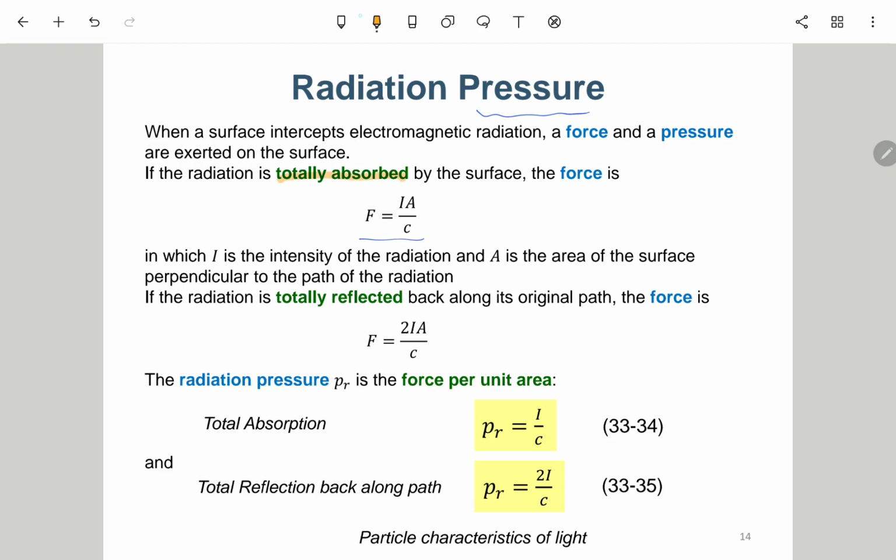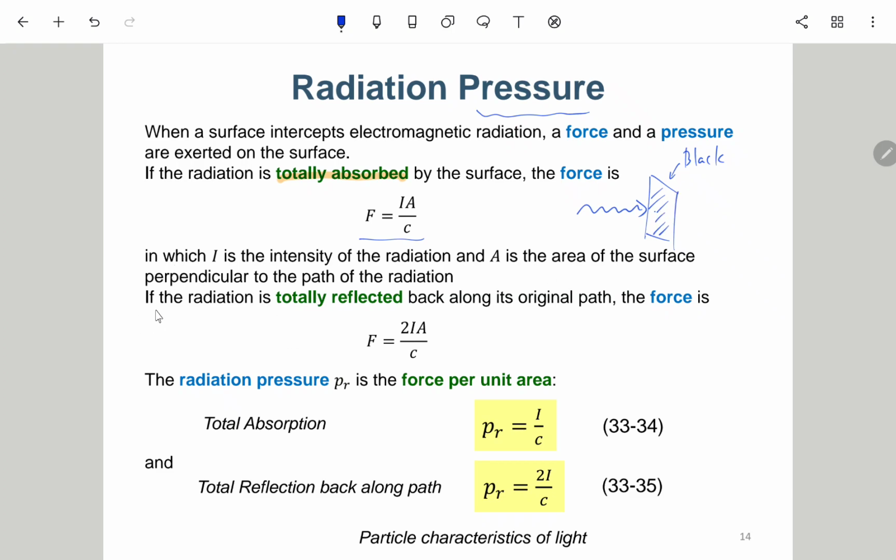Okay, so which means that if we have some EM wave, okay, shoot to a surface, and then this is totally absorbed. Let's say this is a black paper. Okay, so it will absorb all the light, all the EM wave. Okay, so totally absorbed. So then there will be a force acting on this surface.